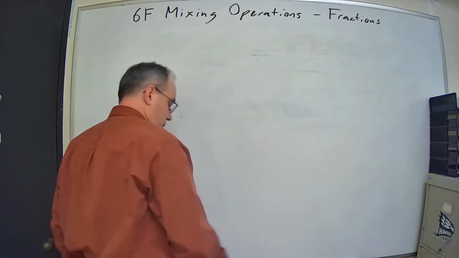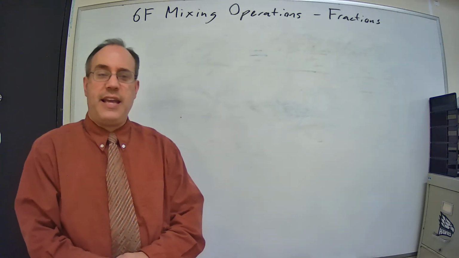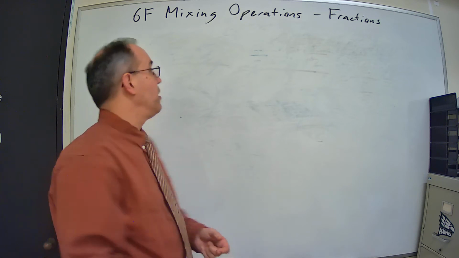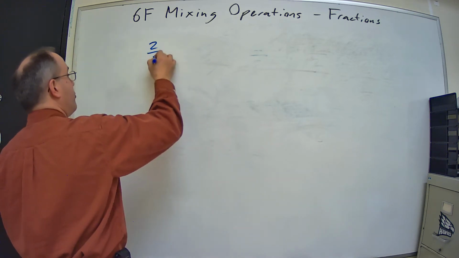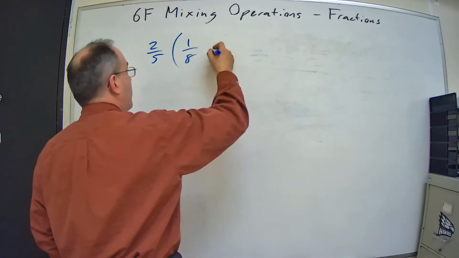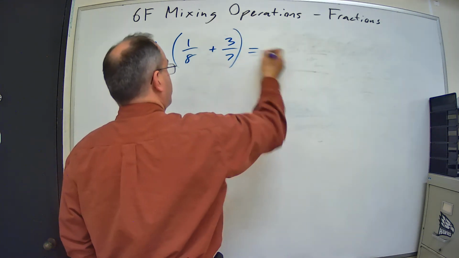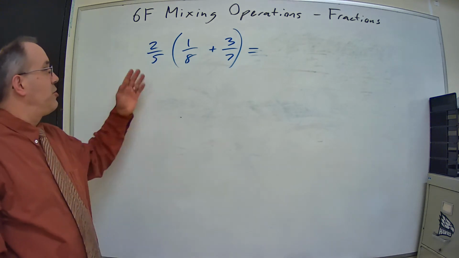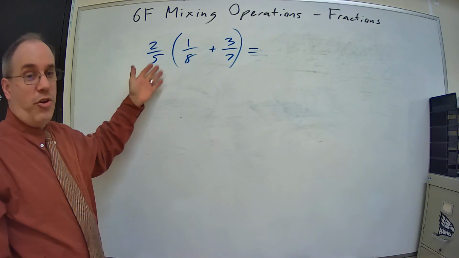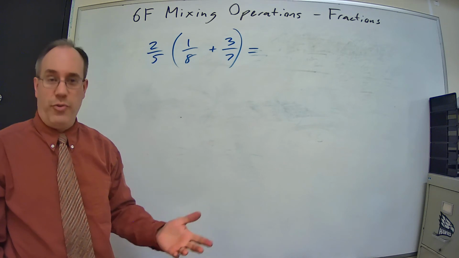And let's look at the distributive property. Remember, the big fancy name for that was the distributive property of multiplication over addition. So basically, what if I have 2/5 times 1/8 plus 3/7? The distributive property of multiplication over addition just says we can take this 2/5 and multiply it by each of these individually.